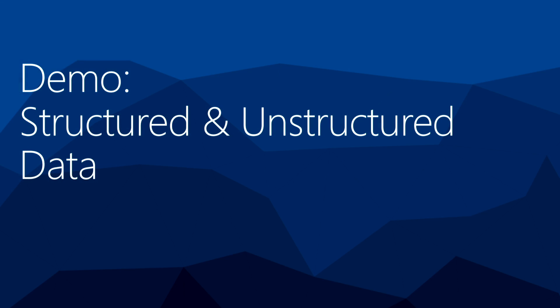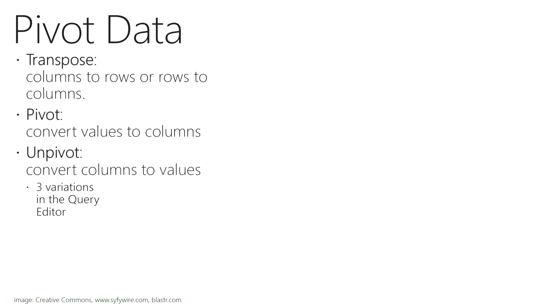All right, so that's working with structured data. The next thing we're going to talk about is transposing data. There are a few different ways that you can transpose data, and there are actually more options than just transpose, pivot, and unpivot. Categorically, we're talking about taking data that is structured, but in a shape different than we need. Transpose means we take all the columns, rotate the data, and turn it into rows.